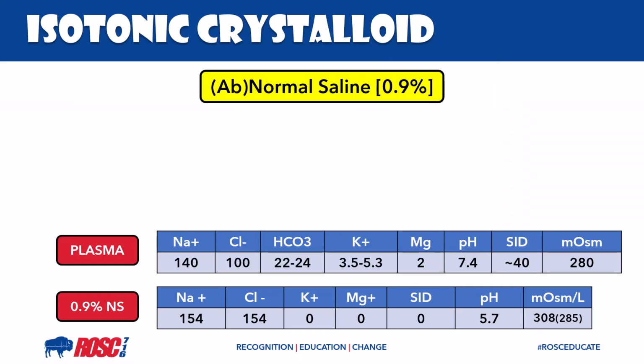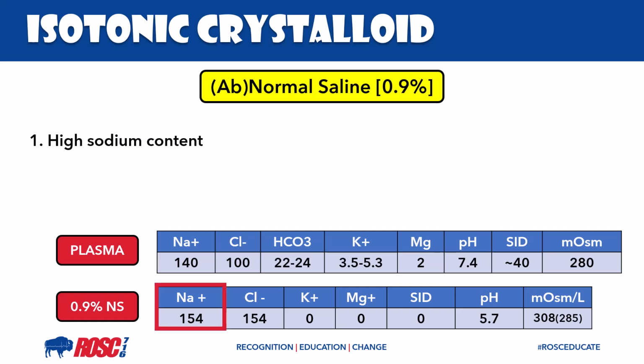Let's first look at normal saline, or as some folks joke around, abnormal saline. This is 0.9% saline. In this and subsequent slides, I'm going to compare plasma and IV fluid contents. If you're not familiar with this information, I urge you to pause the lecture and take the time to explore the differences and similarities. Not to digress, let's dig into abnormal saline.